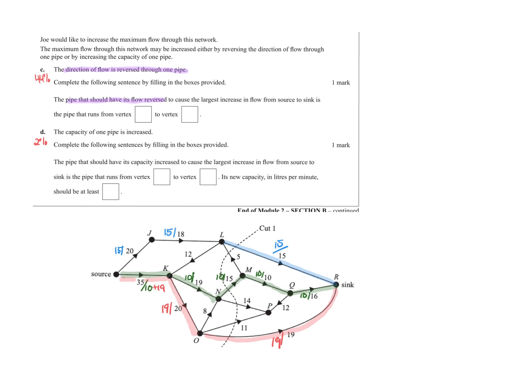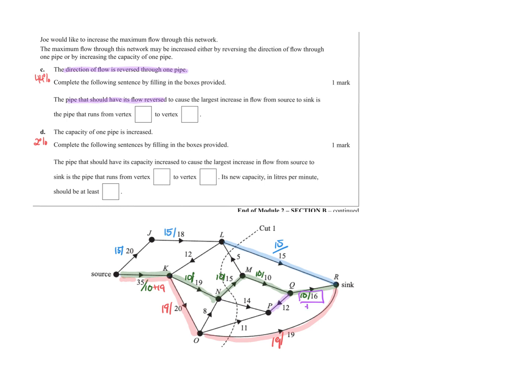The pipe that runs from, so we want to reverse a pipe which will allow more flow in. So if you look at the ones that are reversing, and then what pipes still have room in them. So if you look here, this pipe has room, it's only using 10 of it. And if you look over another one.